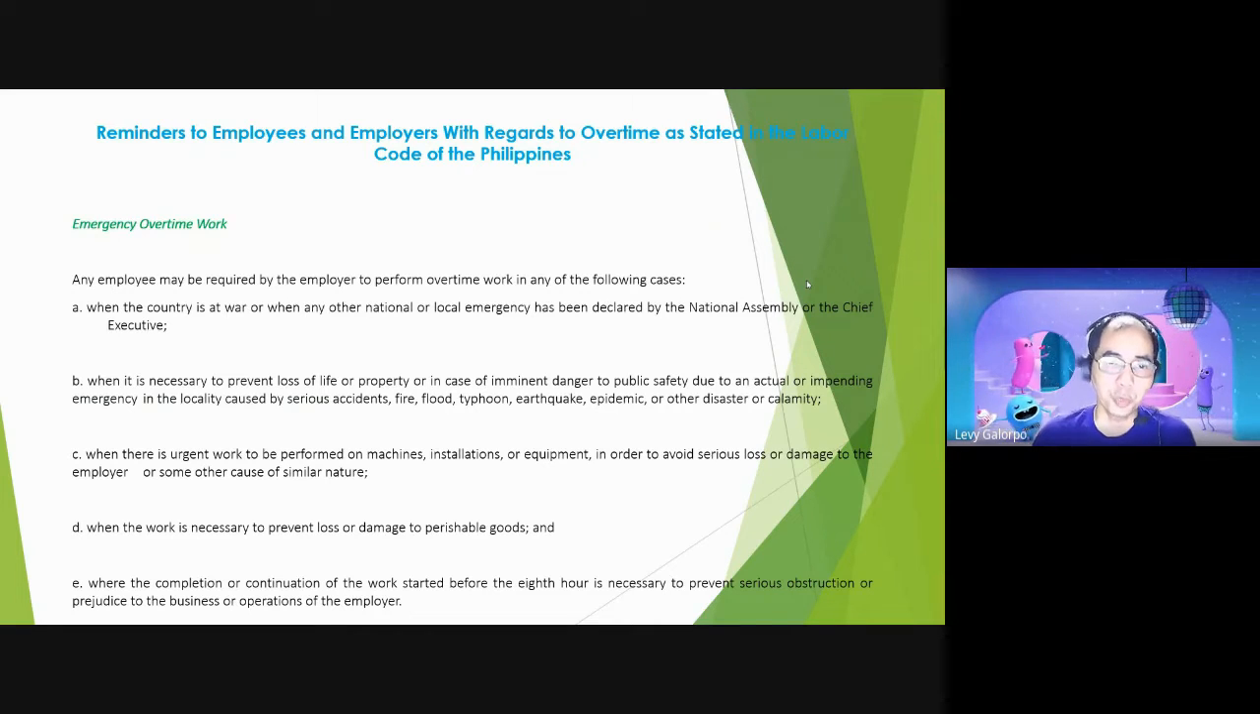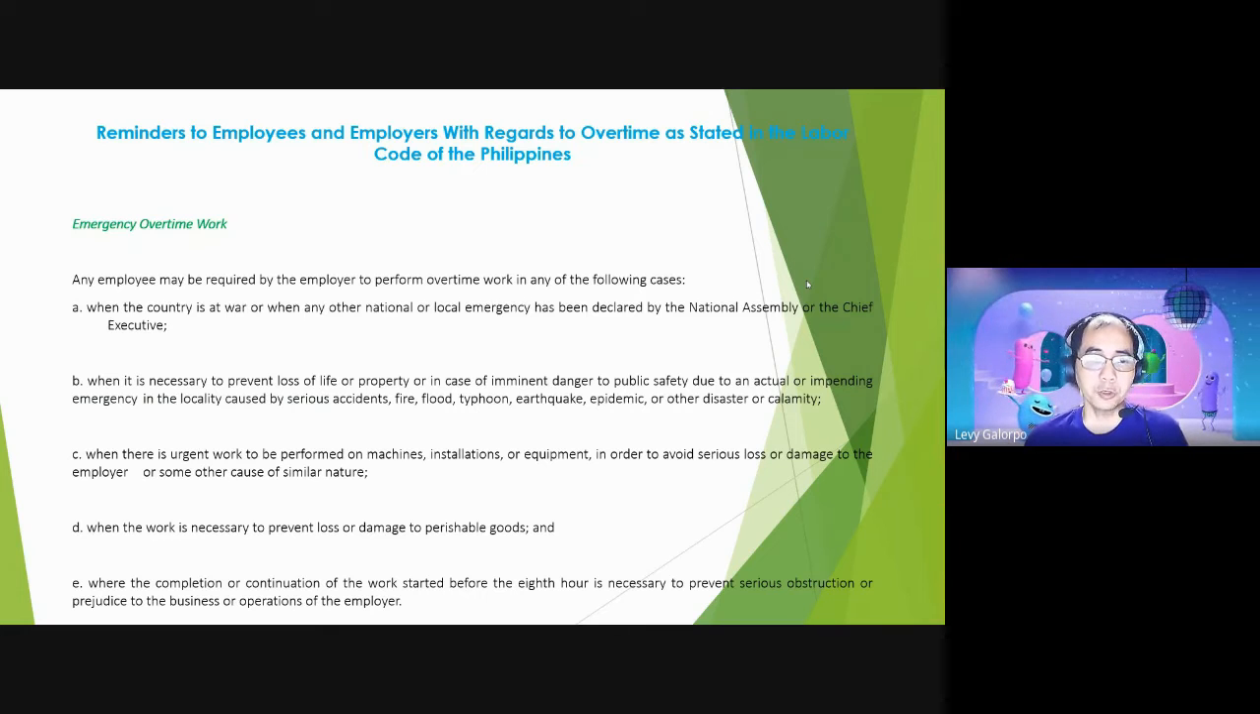When there is urgent work to be performed on machines, installations, or equipment in order to avoid serious loss or damage of the employer or some other cause of similar nature. O yung mga marunong or nagme-maintain ng mga machine o kaya marunong mag-install yung mga equipment, kailangan silang pumasok kapag pinapasok. Even rest day. When the work is necessary to prevent loss or damage to perishable goods.